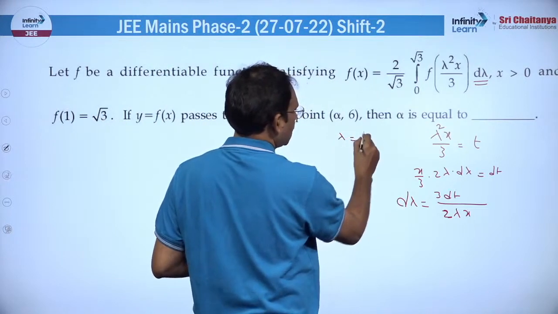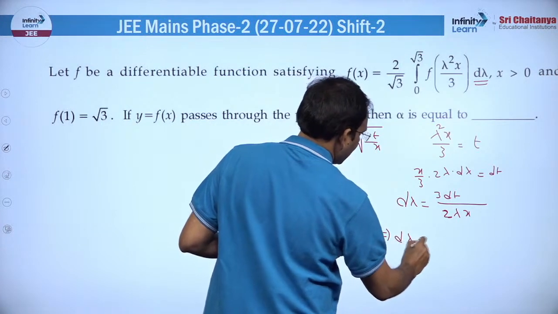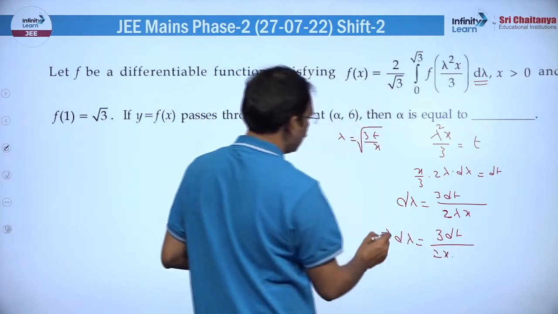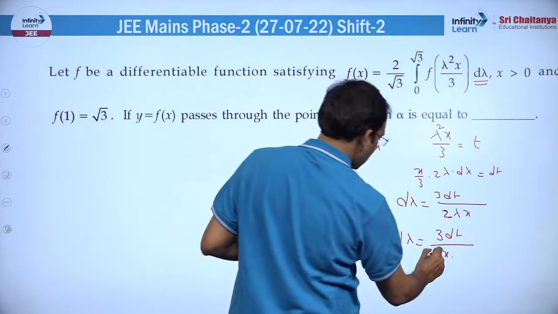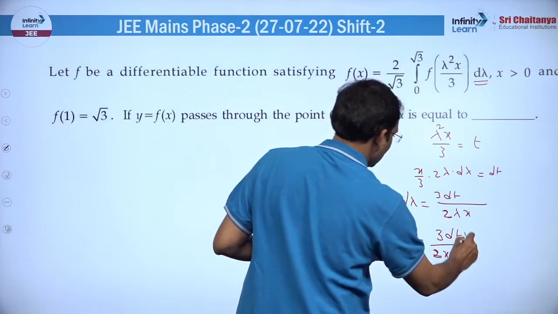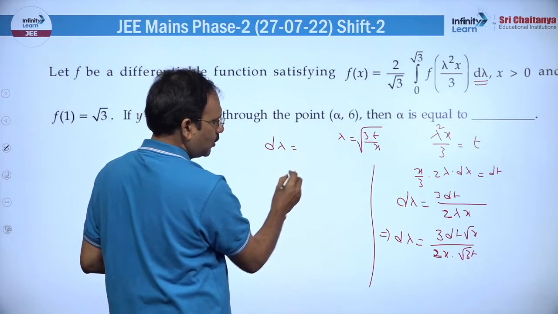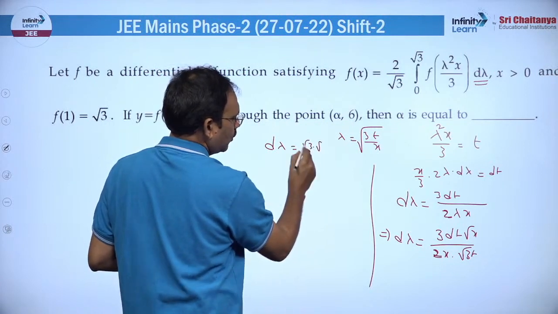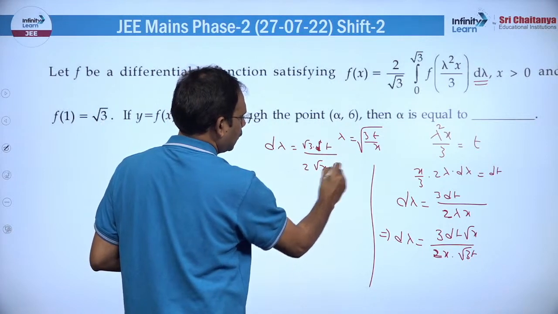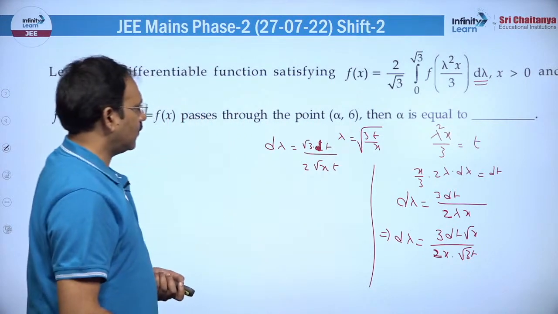From this, lambda is equal to root of 3t by x, so that you can write d lambda is equal to 3 dt by 2x into lambda, meaning root 3t, into which you are going to get root x. From this, my dear friends, you can replace d lambda is equal to root 3 into dt by 2 root x into t. Okay, root 3 dt by 2 root x t we can replace.